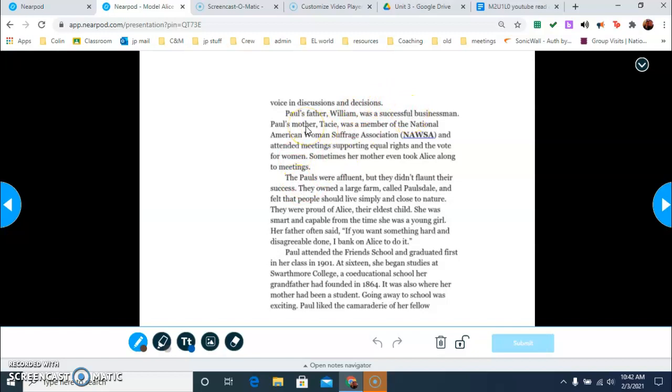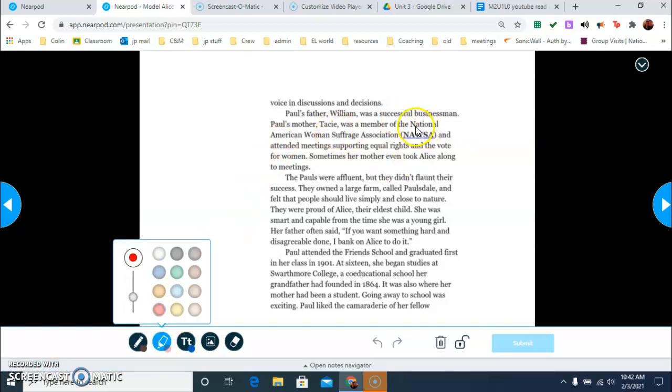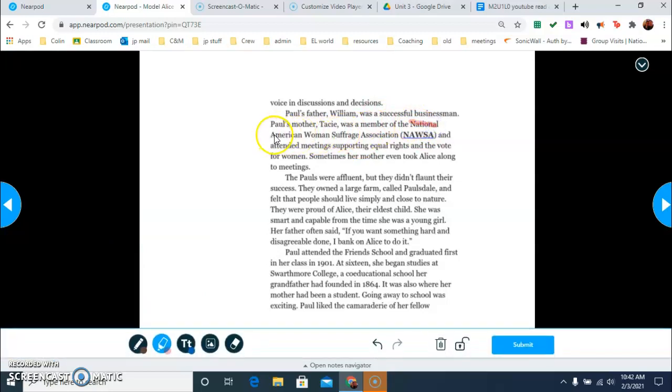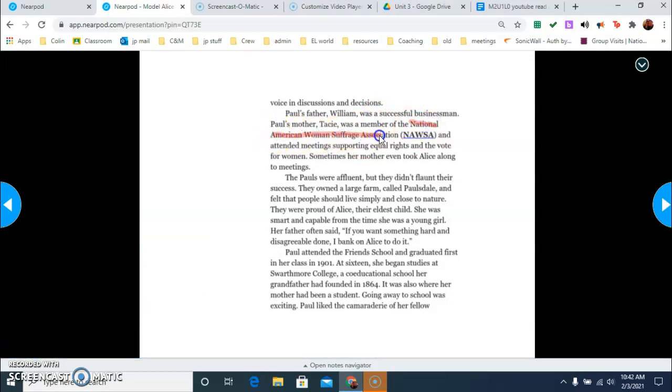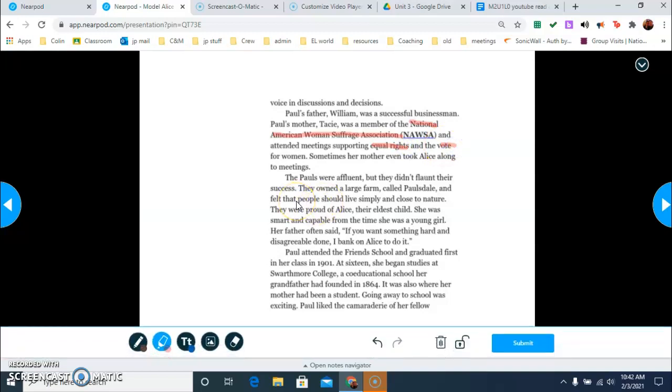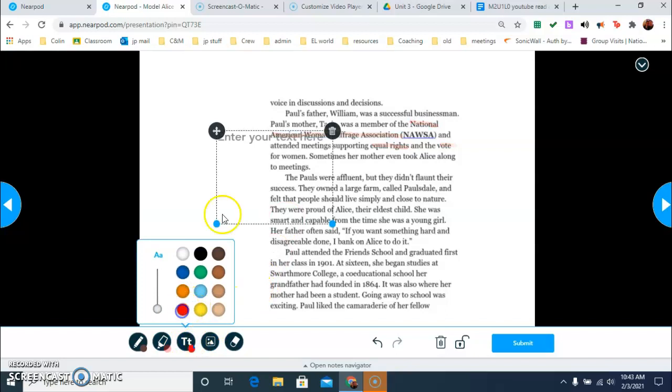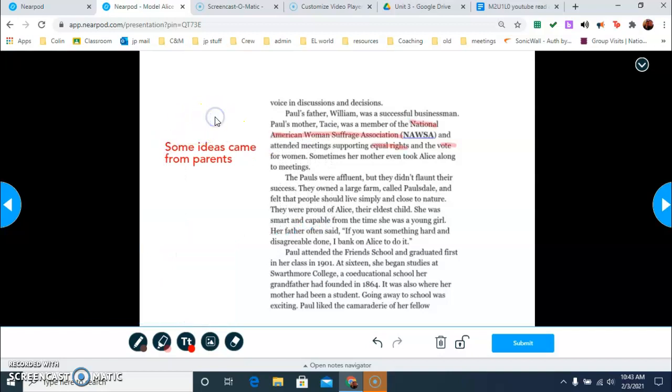Paul's father, William, was a successful businessman. Paul's mother, Tacy, was a member of the National Women's Suffrage Association. That looks important, so I'm going to highlight it, or NASA, and attended meetings supporting equal rights and the vote for women. Sometimes her mother even took Alice Paul along with her. So some of her ideas, it seems, are coming from her parents.